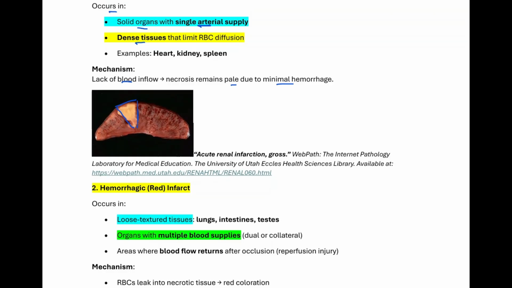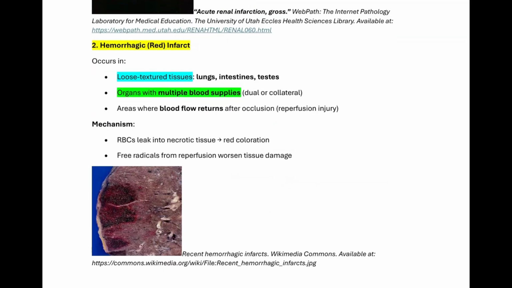Moving on to hemorrhagic or red infarct. So hemorrhagic, like we mentioned, is also called red infarct. So this occurs in loose textured tissue.